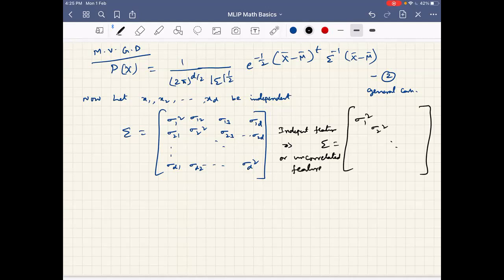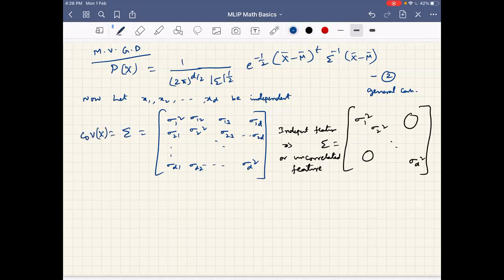In fact, it is not necessary to constrain x1, x2, x3 as independent. It is good enough to constrain them as uncorrelated features. So sigma d square, and 0 here, 0 here. It's a weaker constraint, also sufficient to get only the second moment, that is the variance term, being diagonal, the covariance matrix looking diagonal. Please note that this is the covariance matrix of X.